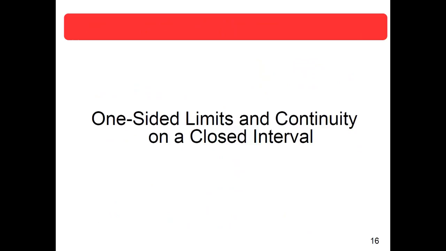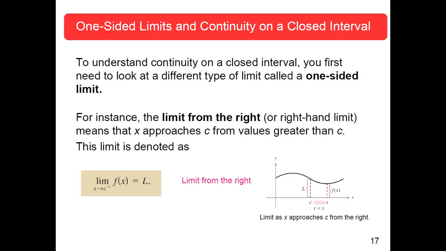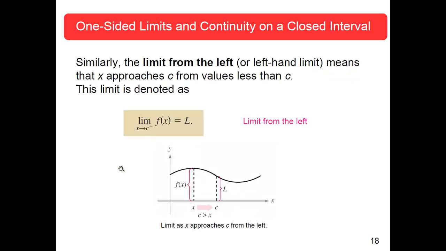All right, let's look at some one-sided limits and continuity on a closed interval. We've talked about this many times, limits from the right and limits from the left. We haven't introduced the formal notation yet, but we've spoken about it throughout the semester. Here's how we're going to notate limits from the right: the limit as x approaches c, and we put a superscript plus sign on the c.